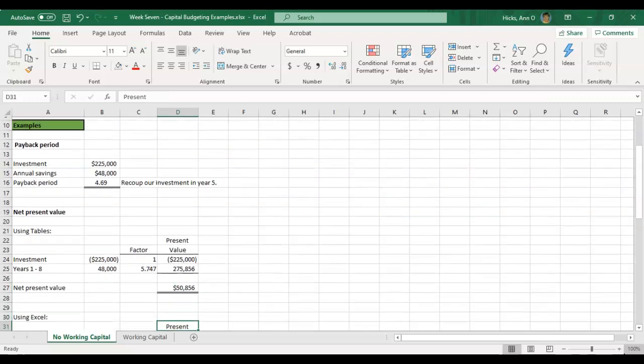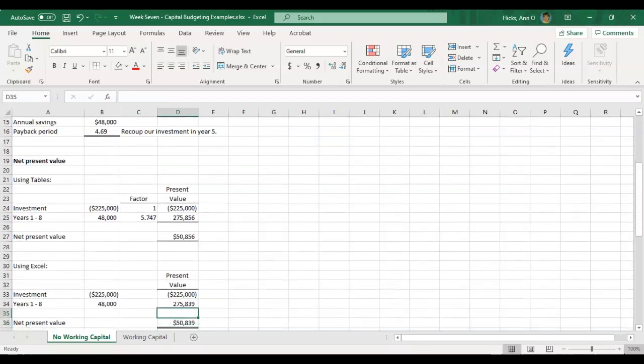All right, let's walk through how we would do this using Excel. Again, the investment is the same thing. It's going to be equal to, the present value of the investment is equal to the investment.